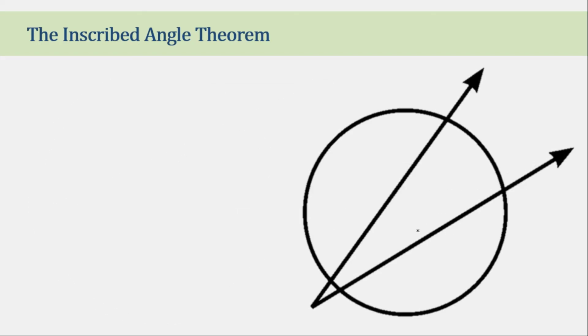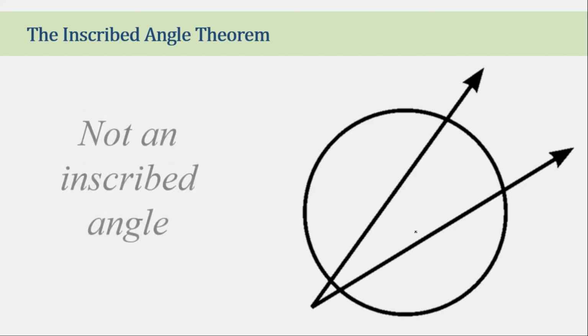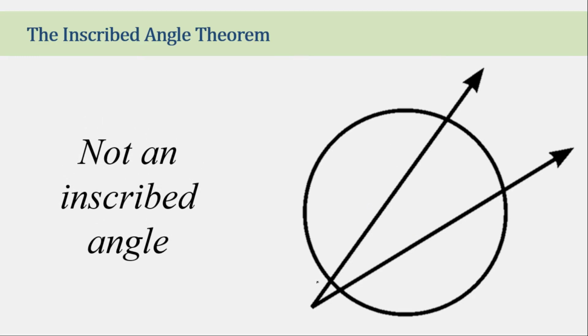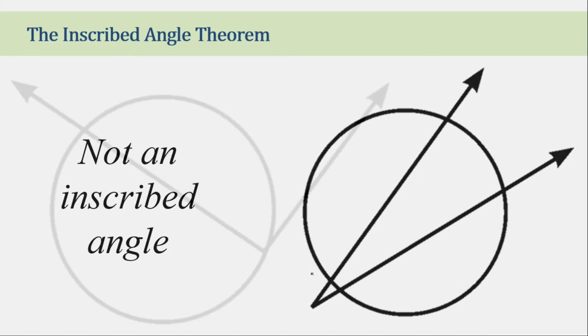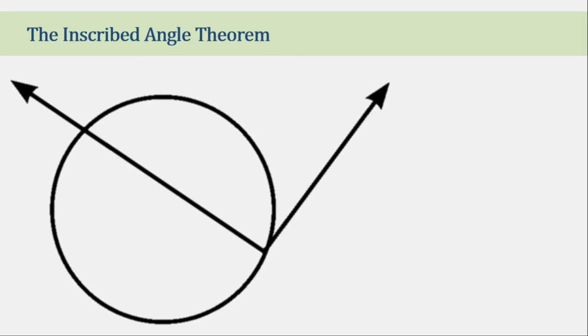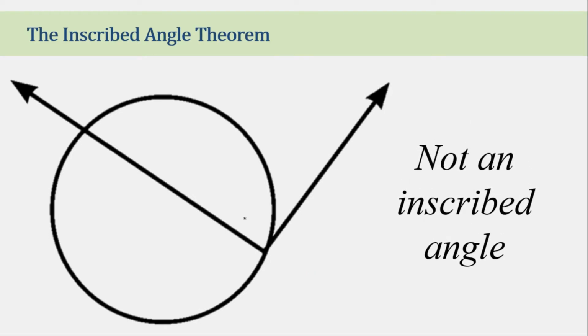How about this one? This is not an inscribed angle because the vertex is outside the circle. How about this one? Again, this is not an inscribed angle. Though the vertex is on the circle and one side is a chord of the circle, the other side is not a chord of the circle. That makes it not an inscribed angle.